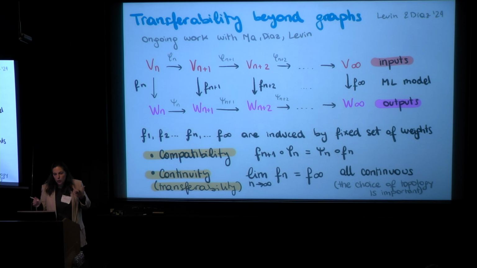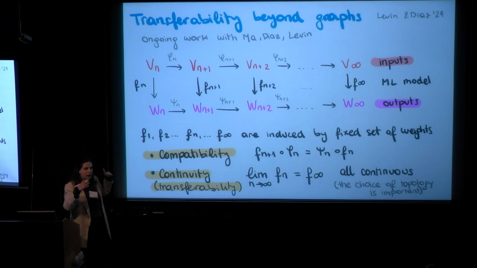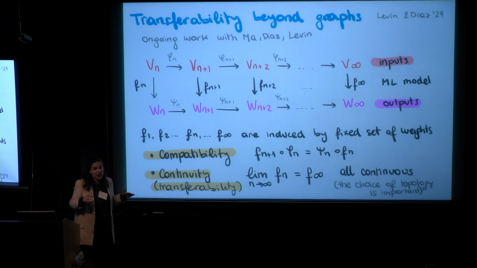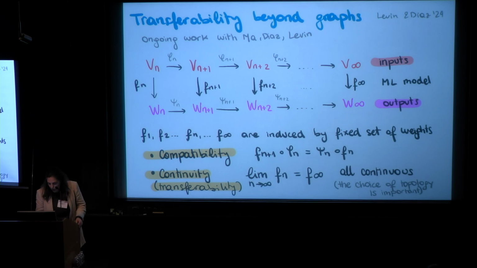If you follow the theory of what the transferability of graph neural networks is saying, you have an embedding from the lower dimensional space to the higher dimensional space, and the machine learning model needs to be compatible with this embedding, meaning that it satisfies this equation. So embedding the graph in a larger space and then applying the model is the same as applying the model and then embedding the output space in the larger space. That's what is called compatibility.